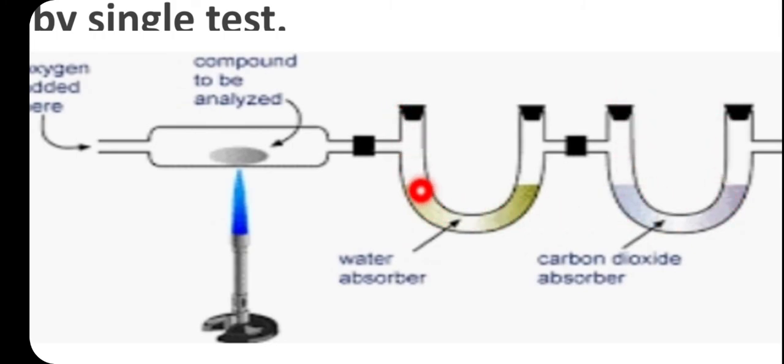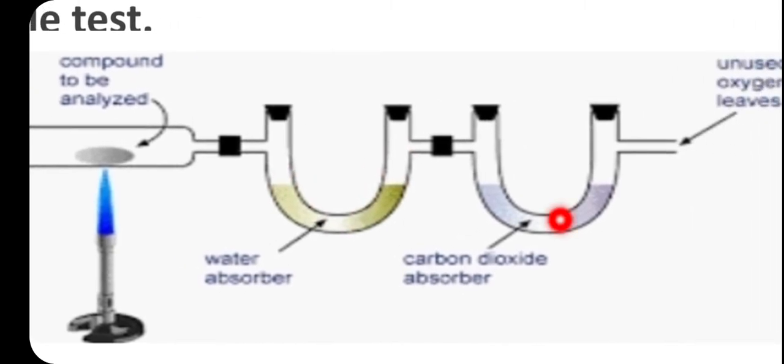In this, as you can see, calcium chloride is filled, and before the start of the experiment, the quantity of calcium chloride is also weighed. Next we have the second tube, which is for the absorption of carbon dioxide. So here we fill it with KOH solution.